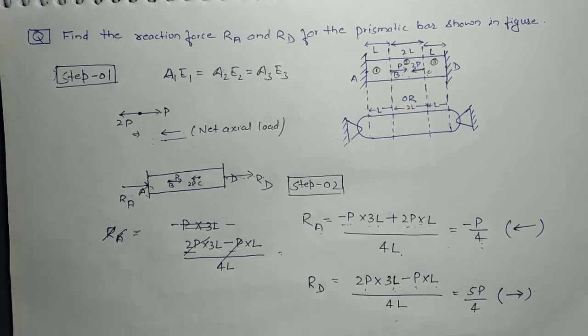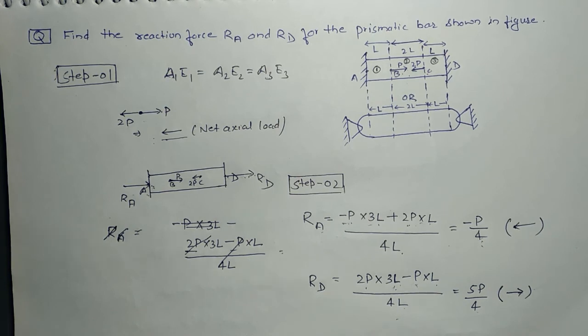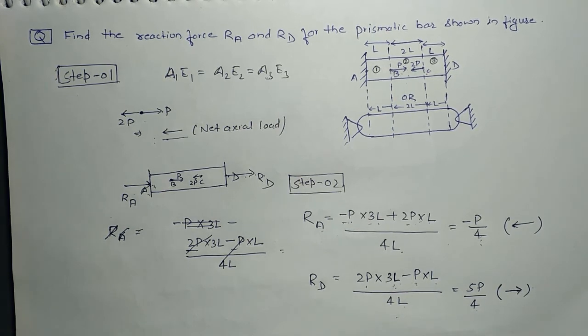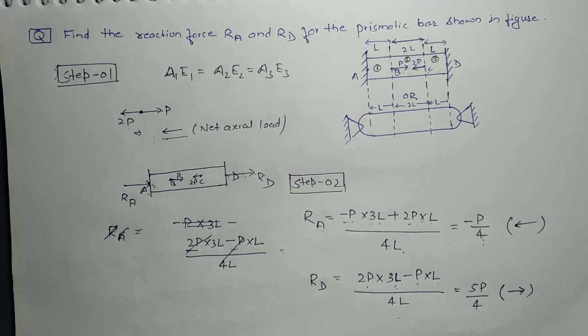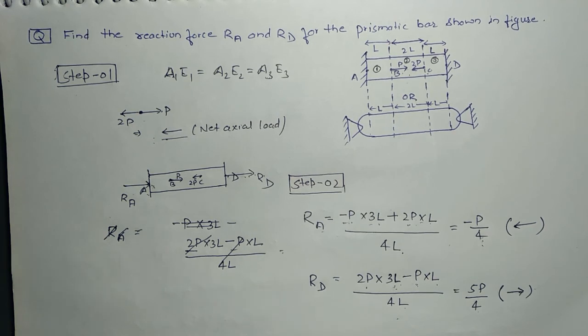So basically you can use this method. This method is very easy to remember, and it saves you a lot of time. If you use the traditional method, you have to balance horizontal force and then write the compatibility equation. This will take lots of time and energy, and the chances of mistakes also increase. So I will suggest using this method to find reactions RA and RD in case of a prismatic bar which is fixed at both ends. A prismatic bar is a bar which has the same cross section area at each point.